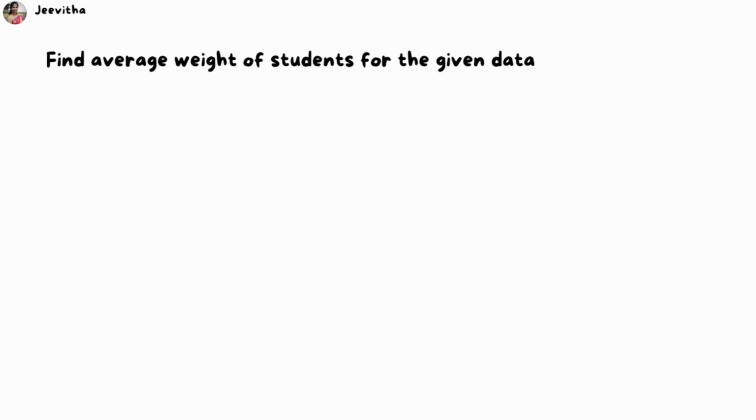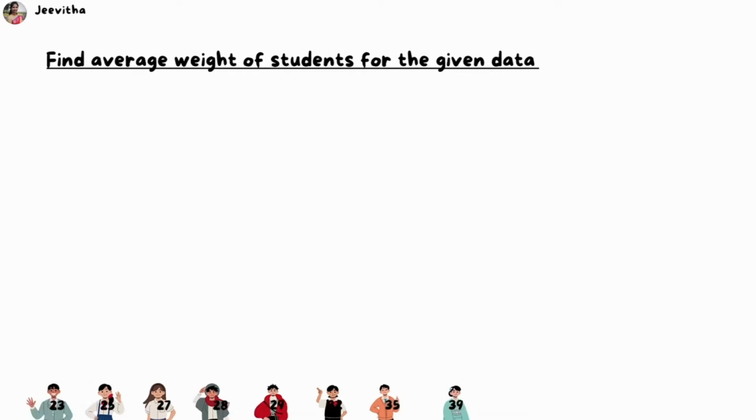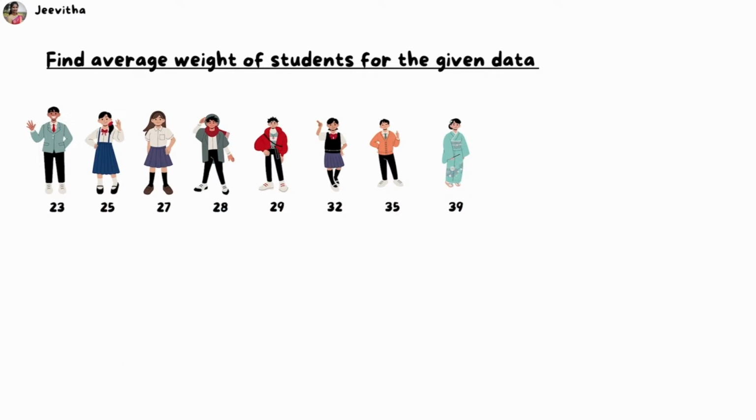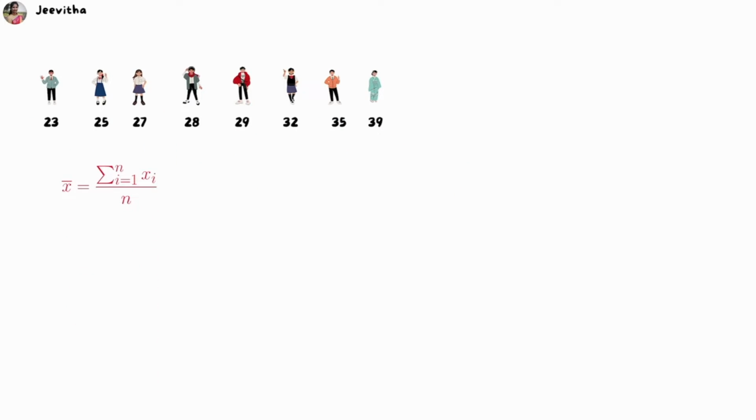Let's look into an example in order to find the average weight of a student for the given data. So we have data here, and also we have the weights of the students. We need to find the average weight. So how do you find it? The very first thing, we'll take up a formula. Since we have a sample of data, I'm taking the sample mean formula, that is x bar equals summation i equals 1 to n, xi divided by n.